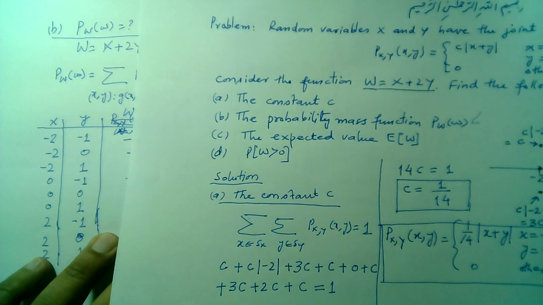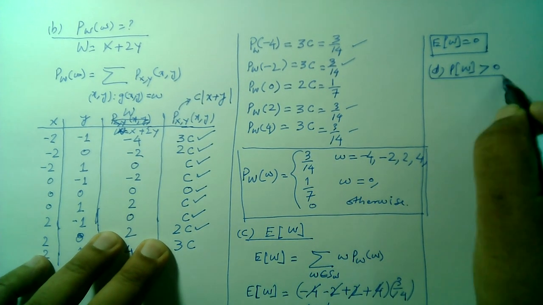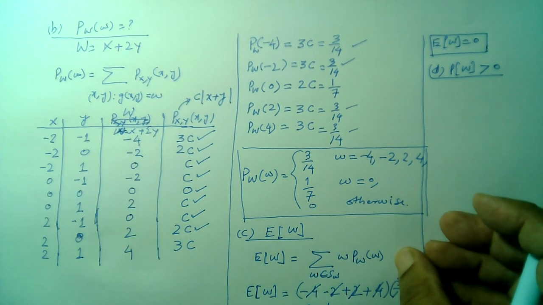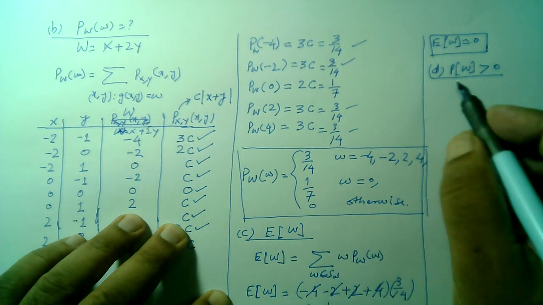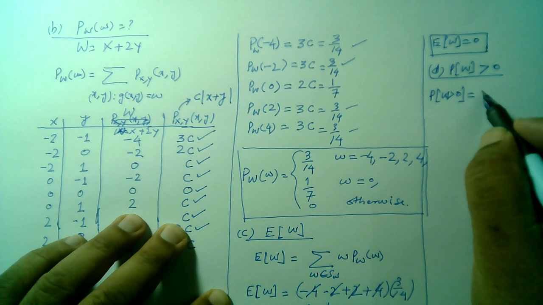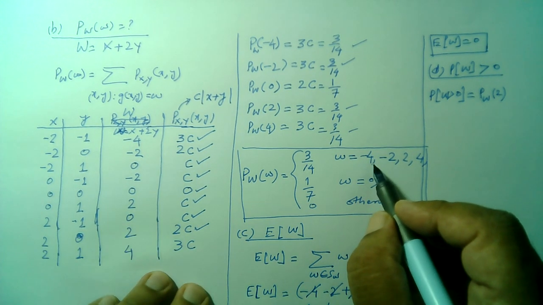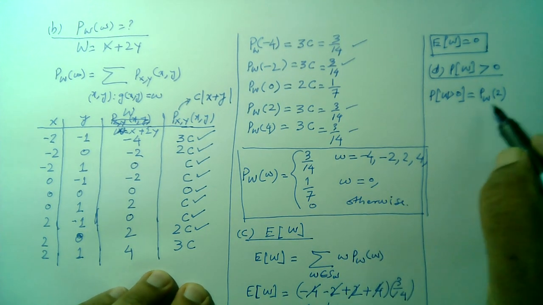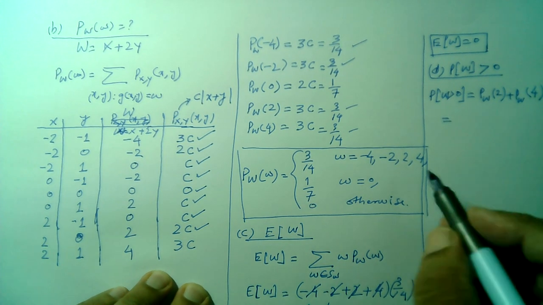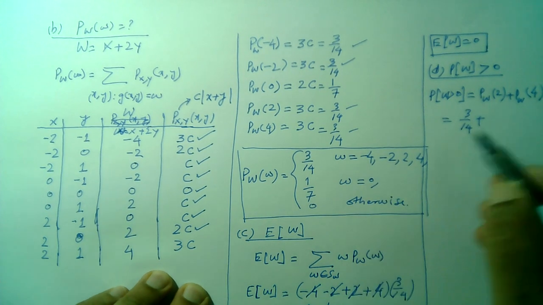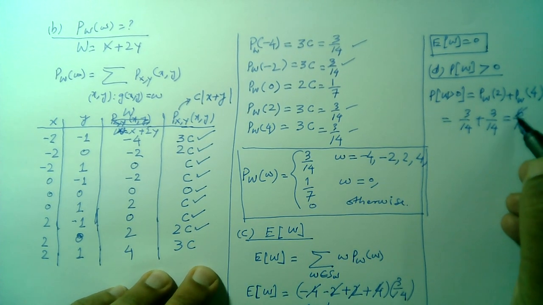And now part D, the probability that W is greater than 0. We simply need to find the values of W greater than 0, then add the corresponding probabilities. So the probability that W is greater than 0 is equal to the probability of W at 2 plus the probability of W at 4. We are not supposed to use the probabilities for minus 4 and minus 2 because these are negative values. So at 2 this is 3 over 14, at 4 also this is 3 over 14, right? So this should be 6 over 14, so that is 3 over 7.